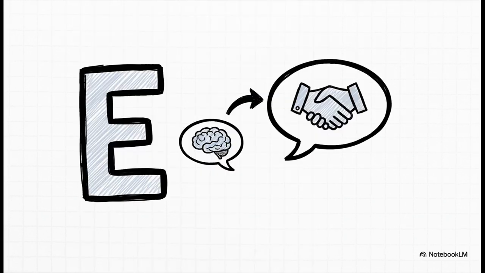Then we move to E for explain. You don't just state the problem and walk away. You briefly expand on it. You show a little empathy. You clarify why it matters so much. This is where you build trust and earn the right to keep their attention for another few seconds.